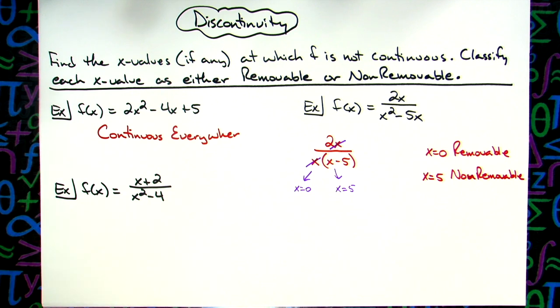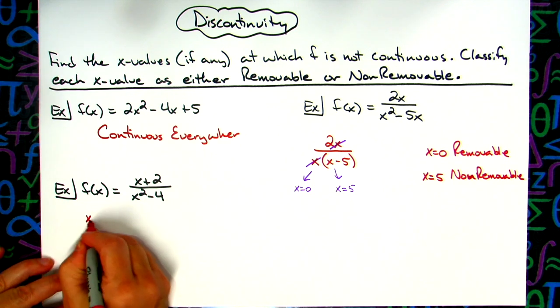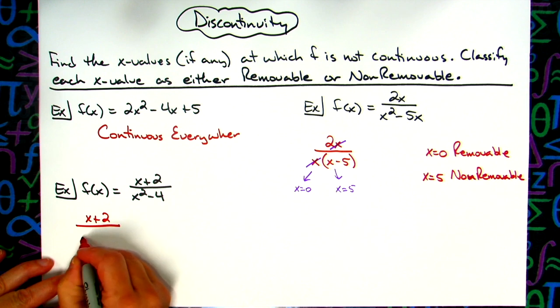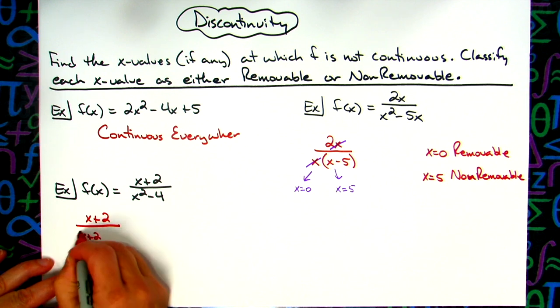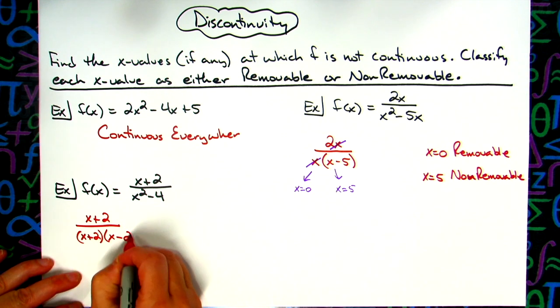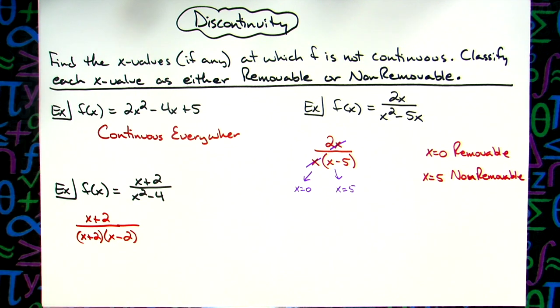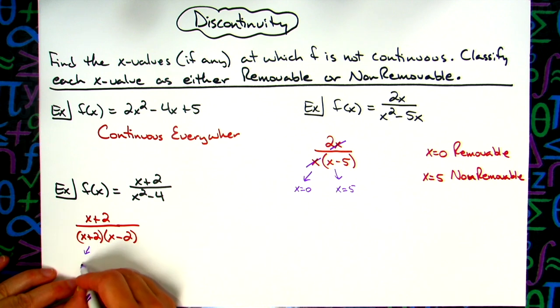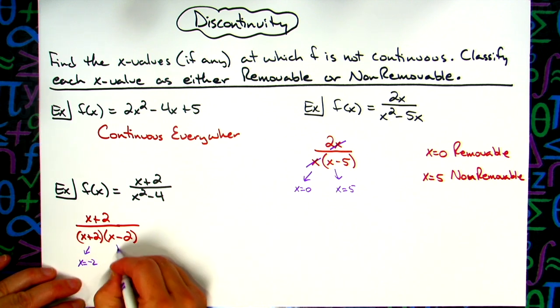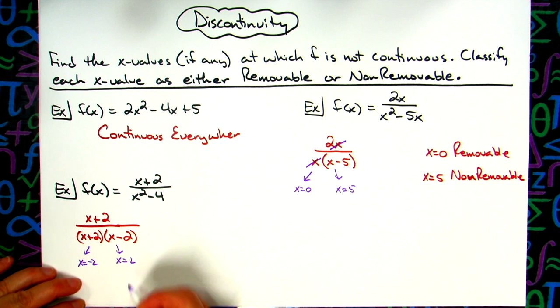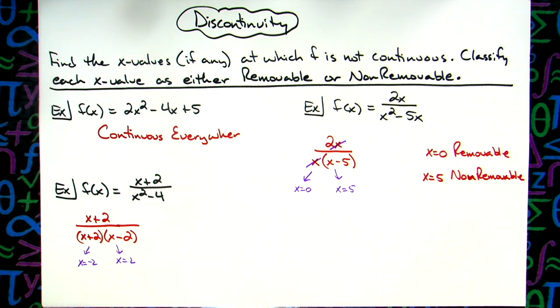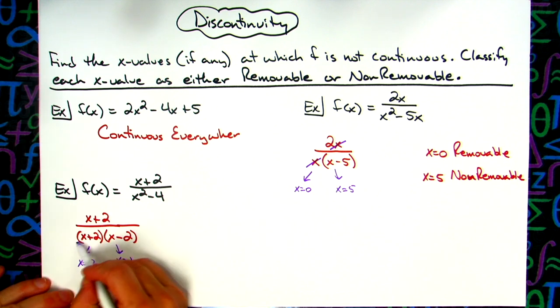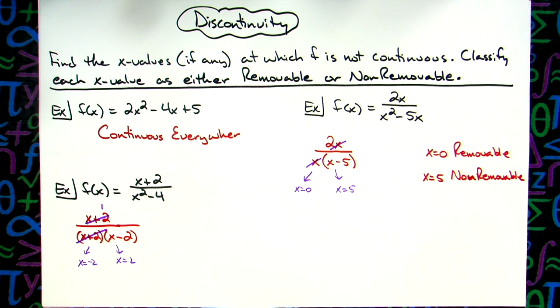Now let's do the exact same thing on this third example. Let's see if we can factor it. The top's just going to be x plus 2. The bottom's going to be x plus 2 and then x minus 2. Before I start doing any crossing out, I can look at x equals negative 2 and x equals 2. Those are my 2 points of discontinuity. But then this x plus 2 and this x plus 2 cross out. If I think of it like that, I'm removing that.